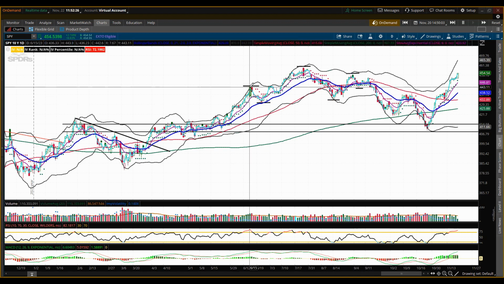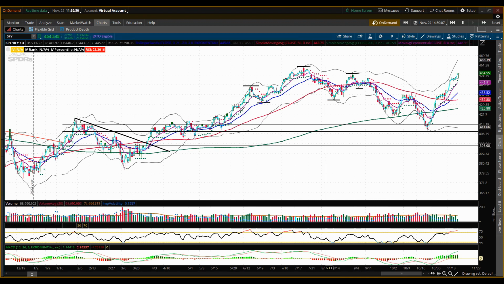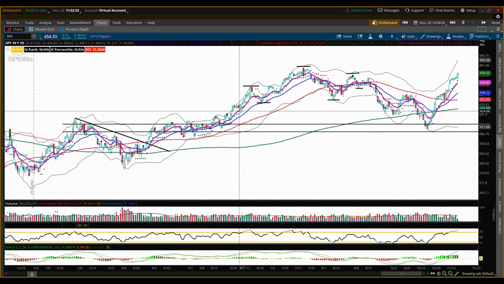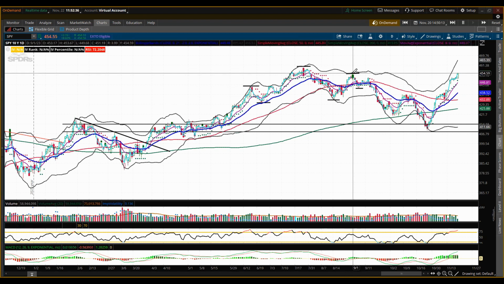We have what we called a higher high, another higher high, and then a lower high. So if you imagine this as a head and shoulders, this is the left shoulder, this would be the head, this would be the right shoulder.